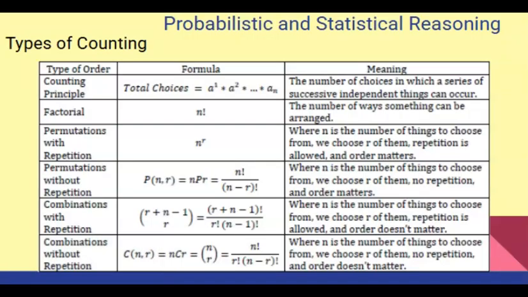Types of counting. If it asks questions such as what are the total choices in something, or how many ways can you order something, you want to look at some key words. You want to know if the order matters, which would be permutations, or if the order does not matter, that would be combinations.